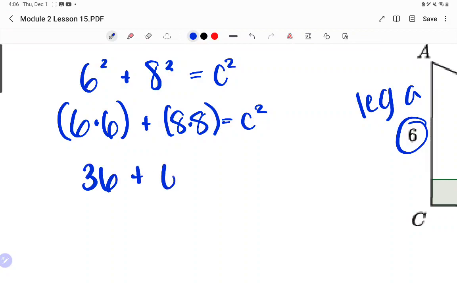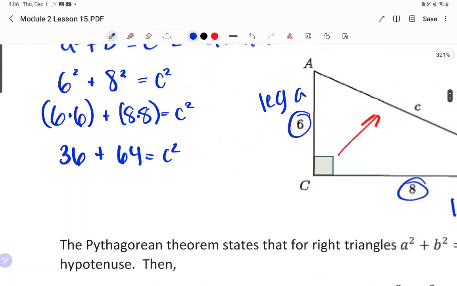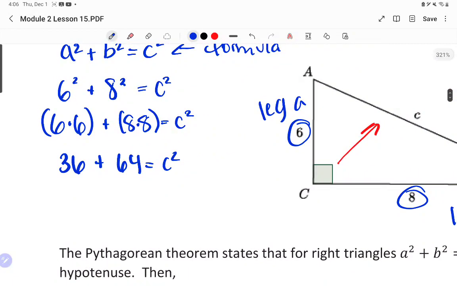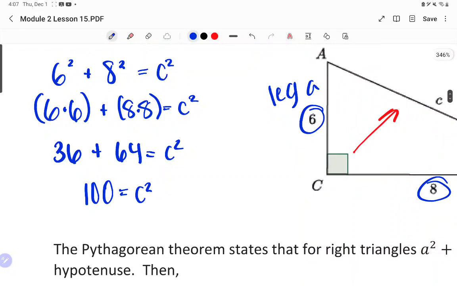And 8 times 8 is 64, and that's equal to c squared. Okay, so then we're going to add together 36 and 64, and that equals 100 equals c squared. Now, you might think to yourself, oh, look, we solved the left side of the equation. We're all done. Not quite.